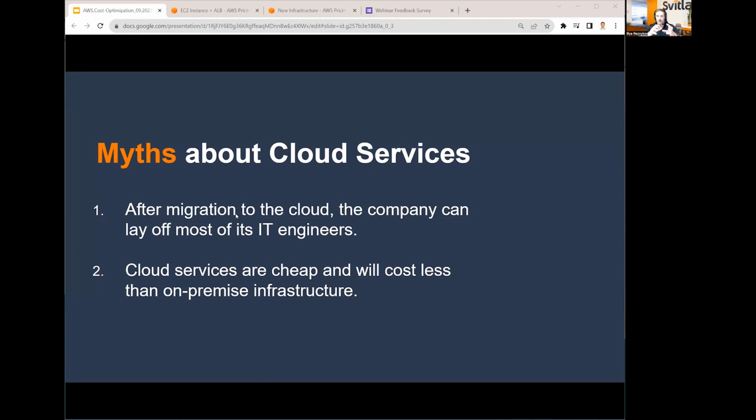But after the discussion, I realized that these things could be heard by people in a different way. At first, it looks like sometimes people who heard about cloud benefits decided that after migration to the cloud, the company could lay off most of its IT engineers. So it's like you don't need personnel anymore. And another thing I heard is that cloud services are cheap and will cost less than on-premise infrastructure. Let me say that both these statements are not true in this form.